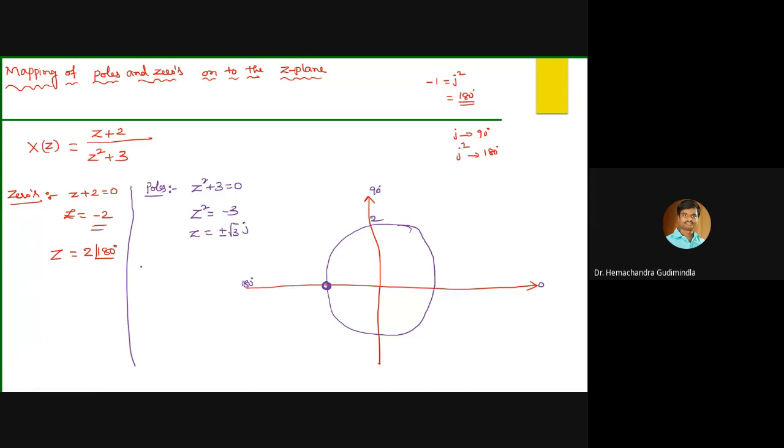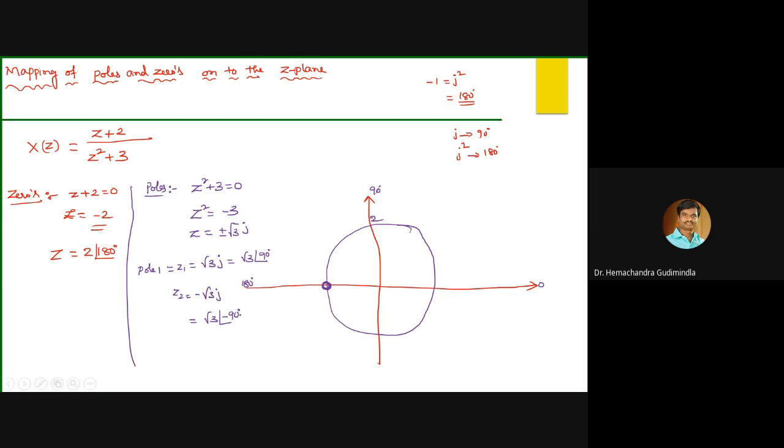How many poles are there? Pole 1, or we can say Z1, is root 3 times j. Pole 2 is minus root 3 times j. Now, I want to represent them in terms of magnitude and phase angle. With j, the phase angle becomes root 3 at an angle of 90 degrees. Minus root 3 j is root 3 at an angle of minus 90 degrees.